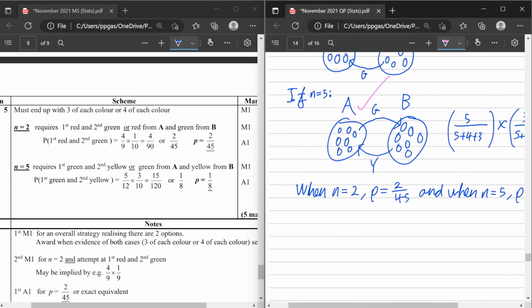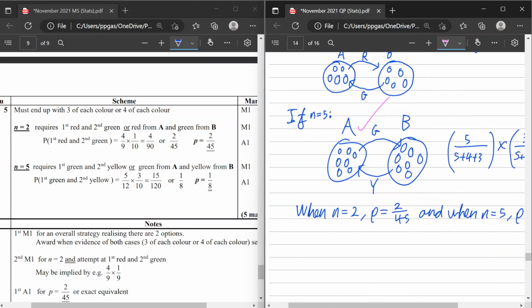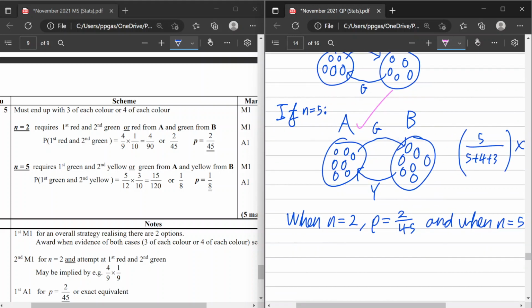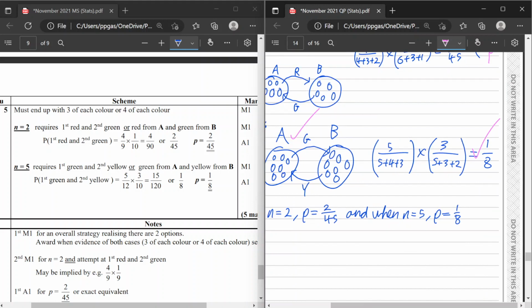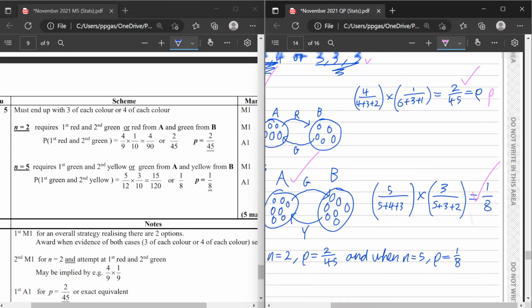And then you can do the same for n equals 5, where I drew a little diagram here saying to get 4 balls of each, you need to take a green ball from A and put it into B, and then a yellow ball from B and put it into A. And then you work out the probability of that happening, which is 1 over 8, and then you get, no, that's your other answer.